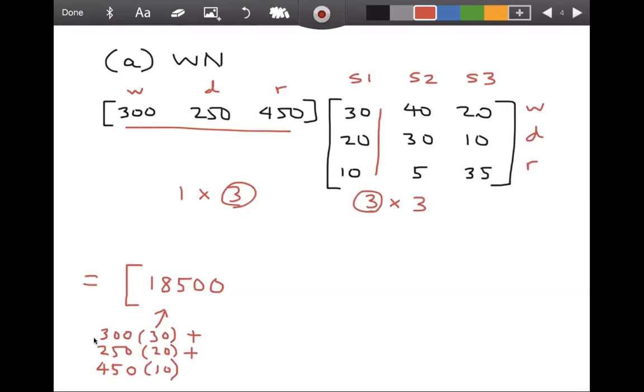Okay, so the other entries are going to give us the same information for store two and store three. So for store two, it'll be 300 times 40 plus 250 times 30 plus 450 times 5.